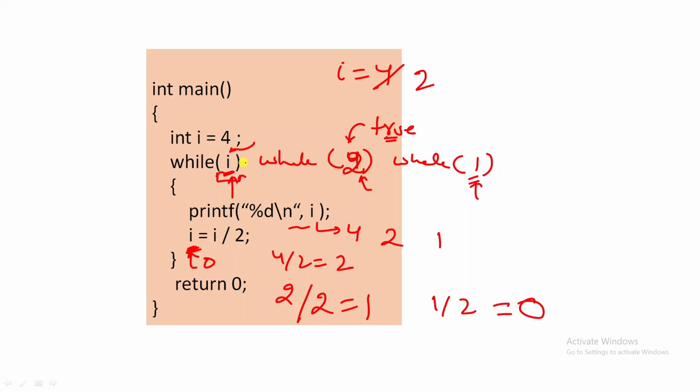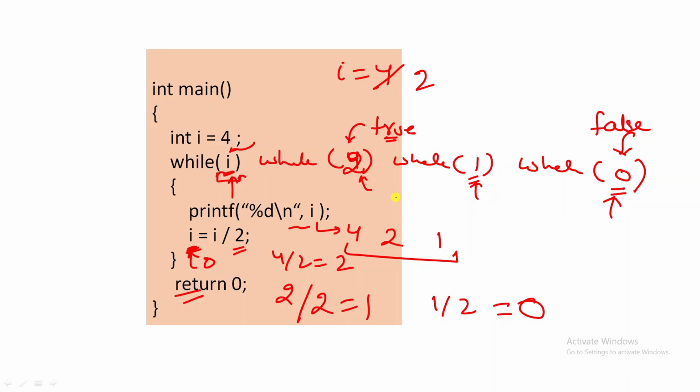So 0 will come, and now here what is there? While 0. Now 0 is treated inside the C programming as false, right? So now this loop is false, we will come outside and we will stop. So 4 2 1 is printed, okay. Likewise every value will be halved by this statement till the time we reach 0. When we reach 0 we will come out, otherwise we will keep on going.